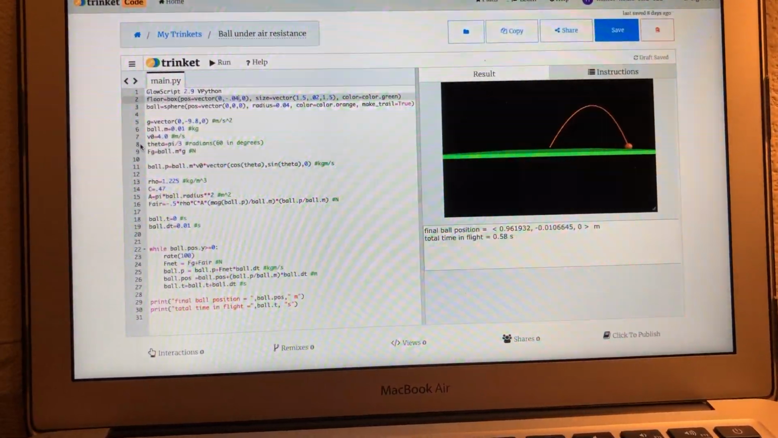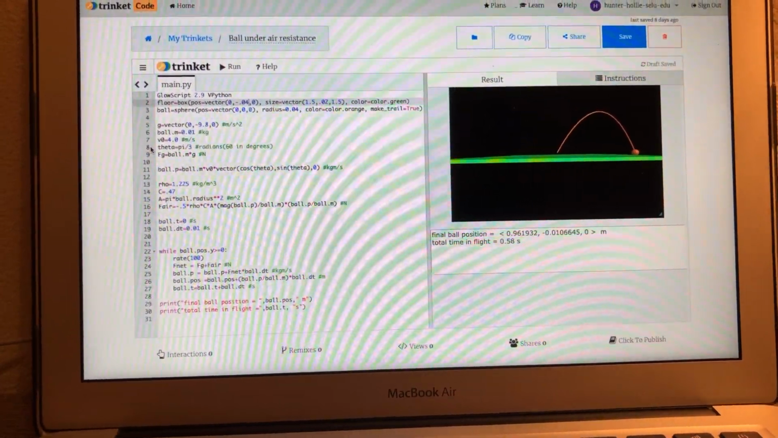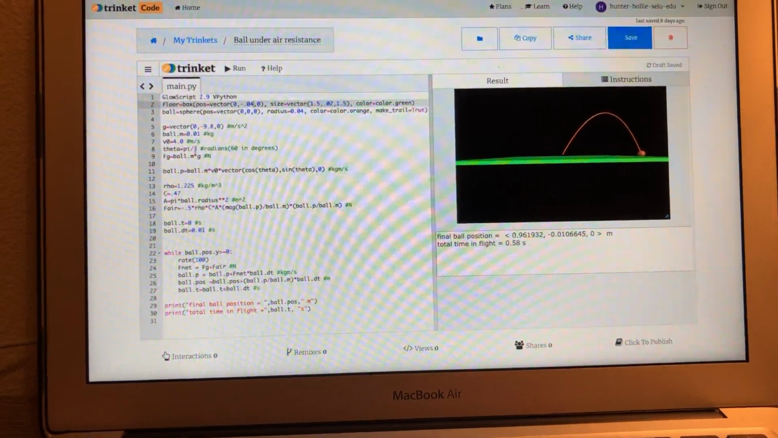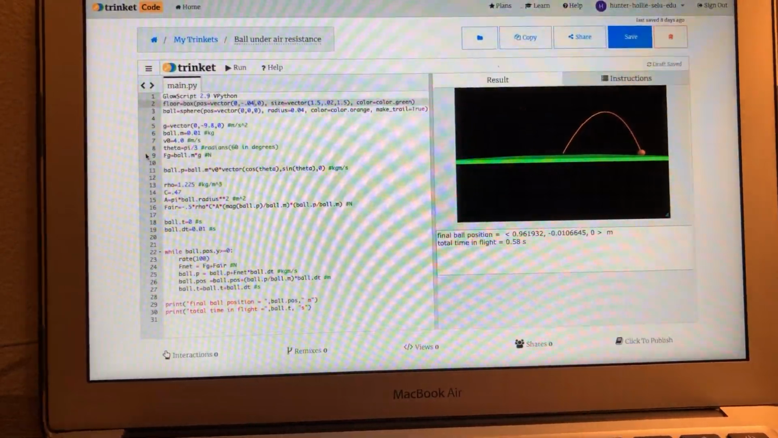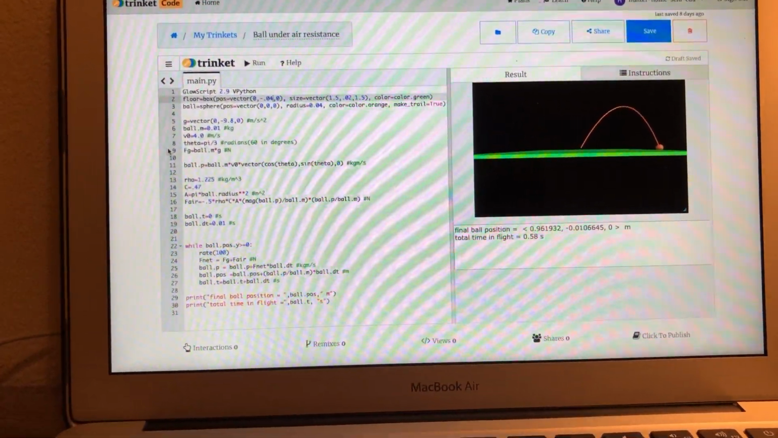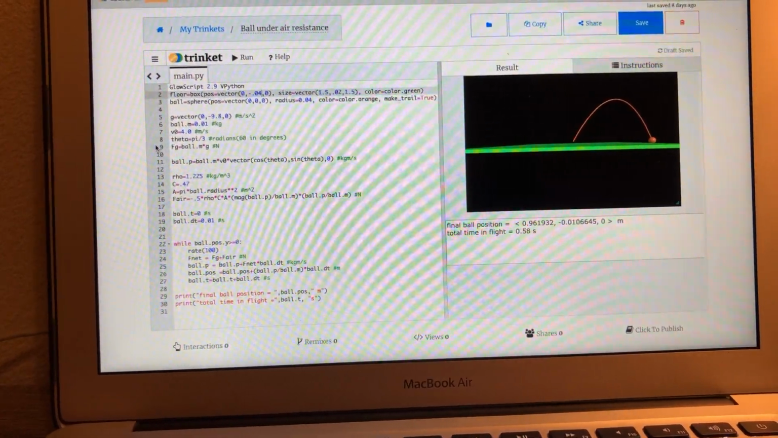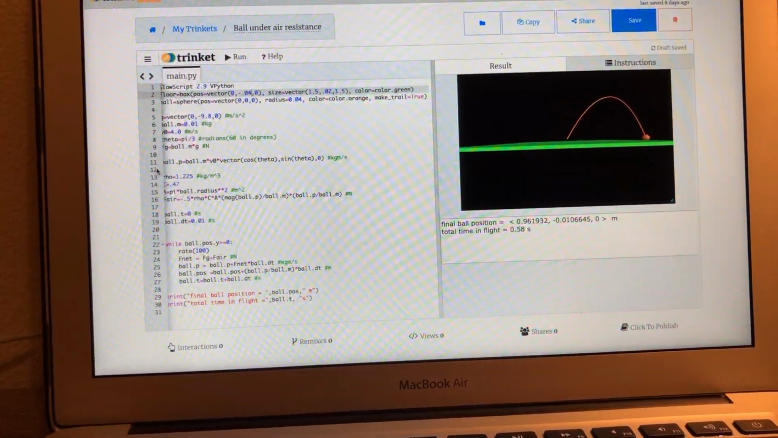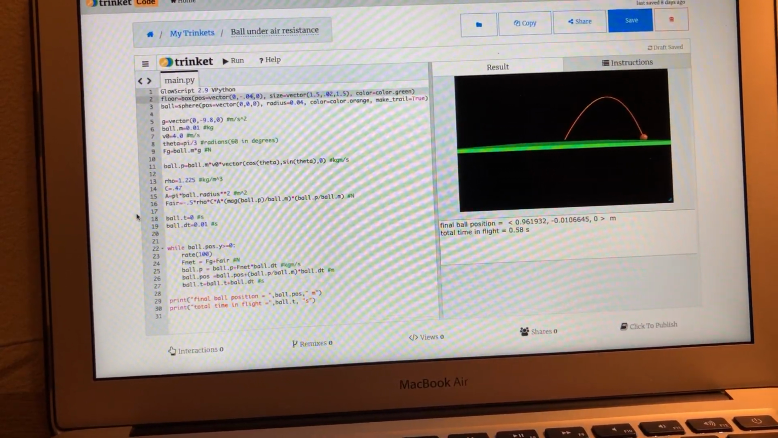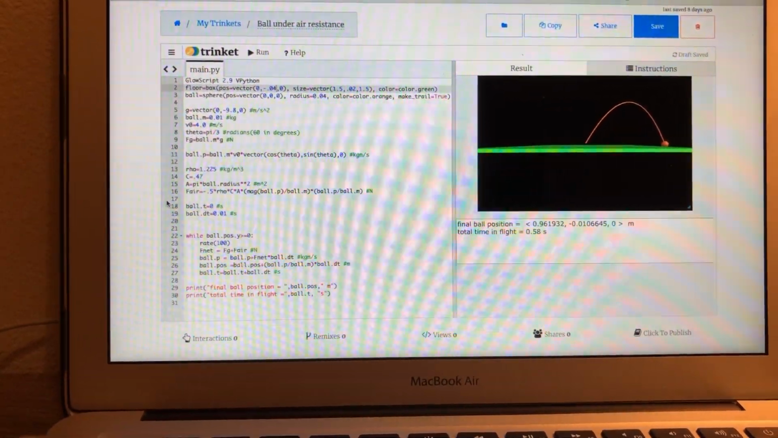The velocity, I put the angle and converted it to radians. And then the force of gravity, I defined it as the ball's mass times the acceleration of gravity. And then I defined the initial momentum as the ball's mass times the velocity vector.